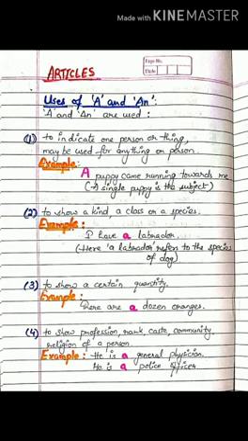Fourth use: to show the profession, rank, caste, community, or religion of a person. Example: he is a general physician. Here a indicates the profession of a person. Next, he is a police officer. Here also a indicates the profession of a person.